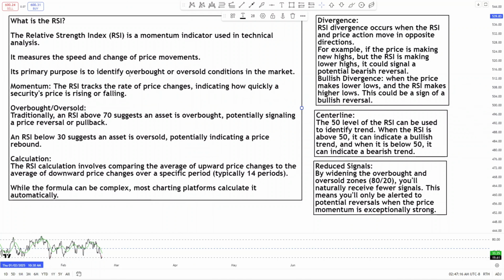So the primary purpose is to identify overbought and oversold conditions in the market, of course. But here's another key. It's a momentum indicator. Okay, it tracks the rate of price changes. How quickly are they changing? Are they starting, or are they continuing to sell at a very high rate? And if you think about it, if you just look toward the bottom and you see it's red and it's oversold, it just pretty much means that there's not a lot of selling going on. It has really, really slowed down almost to a crawl.